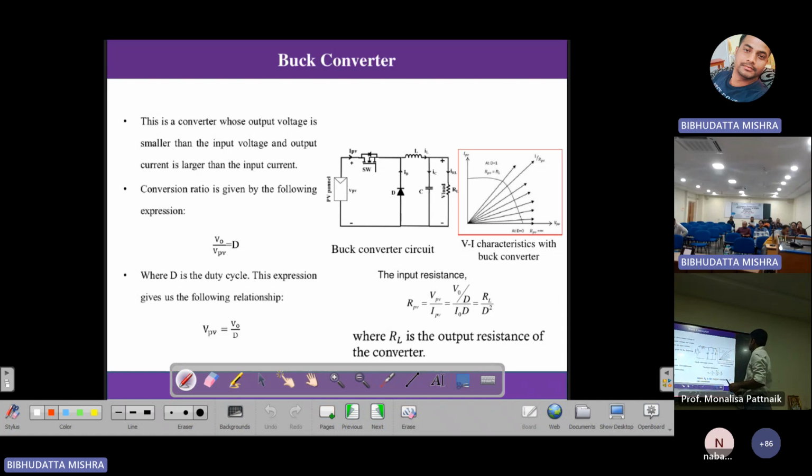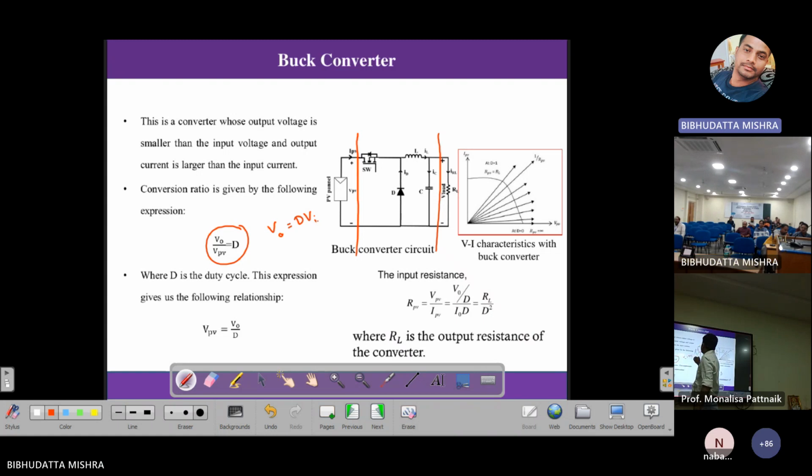So the option people are using is a different converter architecture. What will happen if I connect a buck converter in between the panel and the load? I hope that all of you have basic knowledge of converters, so I will not go deep. This is a very simple expression for the buck converter: output voltage V0 is D into V in. Here V in is nothing but your panel voltage. So from there I can write VPV is equal to V0 by D.